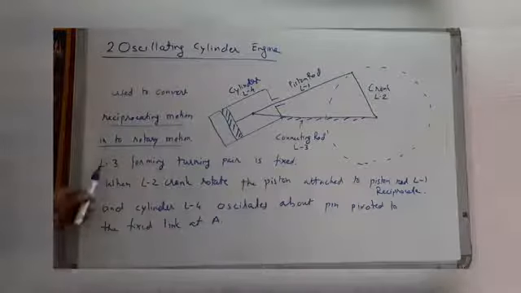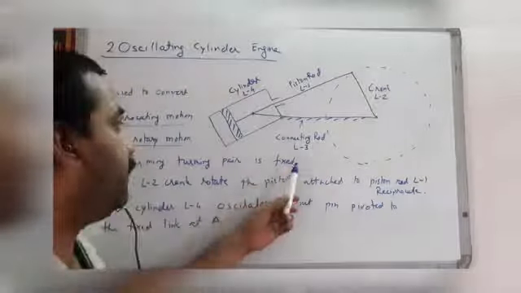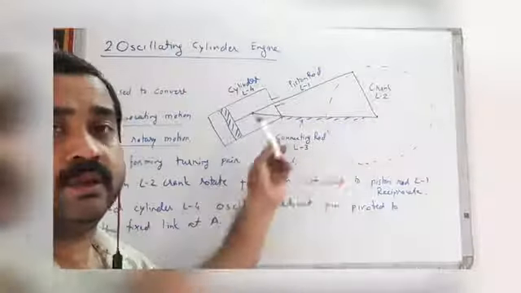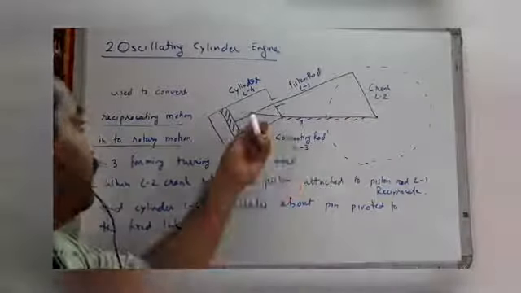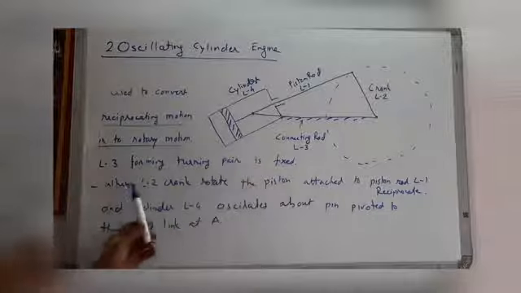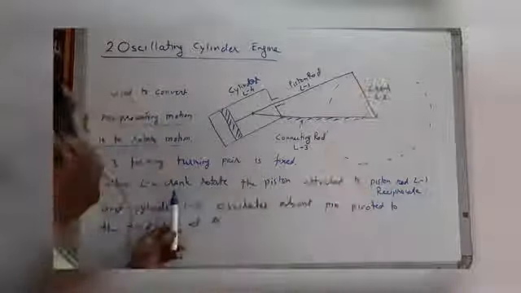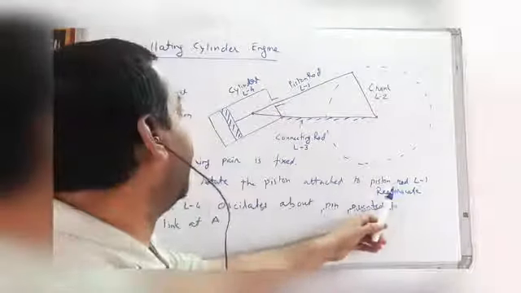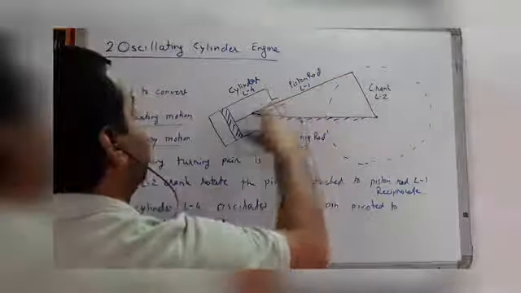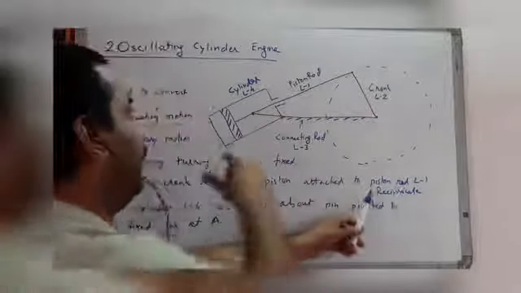Here link 3 forming turning pair is fixed. Link 3 is fixed here. This one is the turning pair. This one is the fixed point. When link 2 crank rotates, the piston attached to piston rod L1 reciprocates.